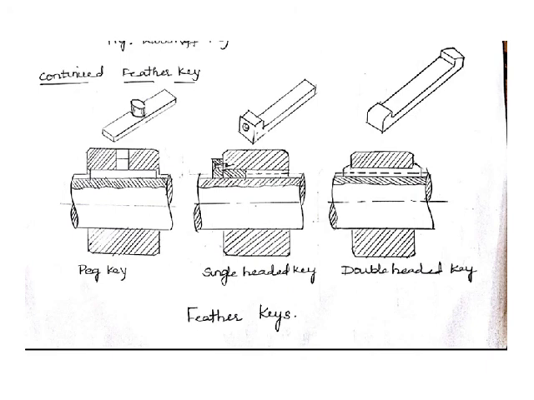So this is the continuation of the feather key, wherein there are three types of keys: peg key, single headed key, and double headed key. The peg key has a peg at the center. The single headed key has a single head and a small hole through which the screw is inserted to fasten it to the hub, and the double headed key has two heads at either end of the key.